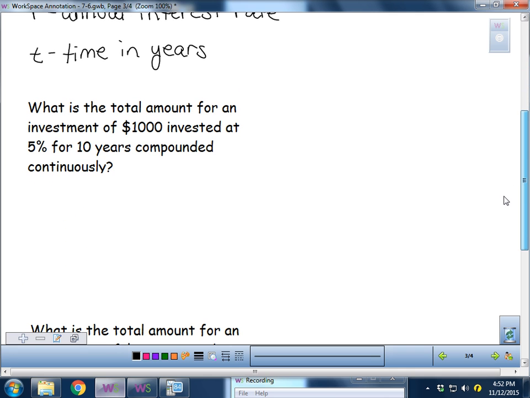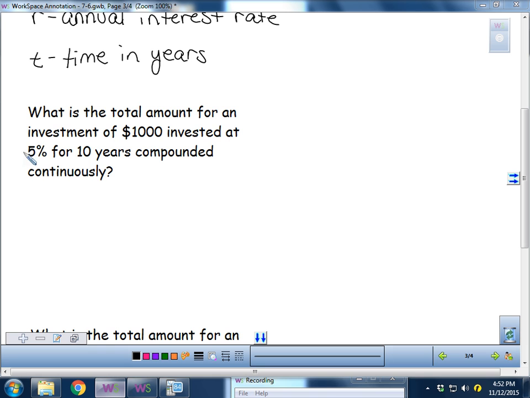So it says, what is the total amount for an investment of $1,000 invested at 5% for 10 years, compounded continuously? So let's talk about this. They want the total amount, so we don't know what A is. Remember the formula is A equals P e to the rt. So there are 1, 2, 3, 4 unknowns. If you have 4 unknowns, you have to know at least 3 of them to figure your problem out. We want to know what the A is.